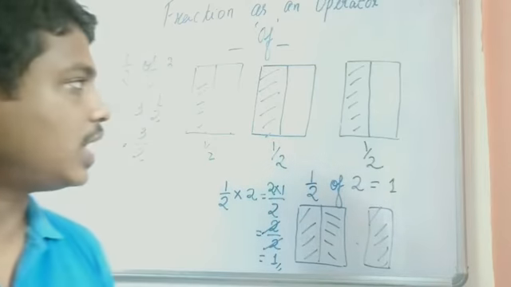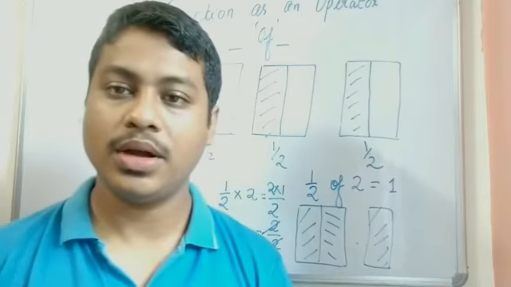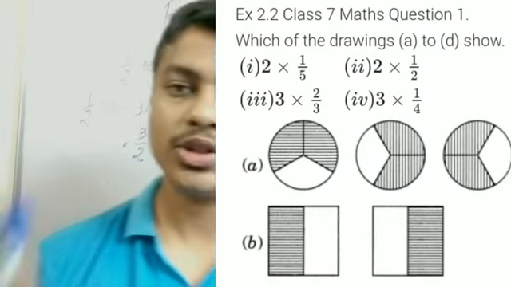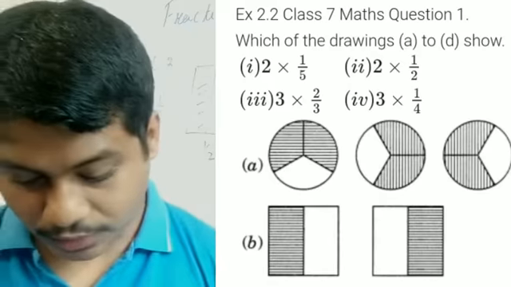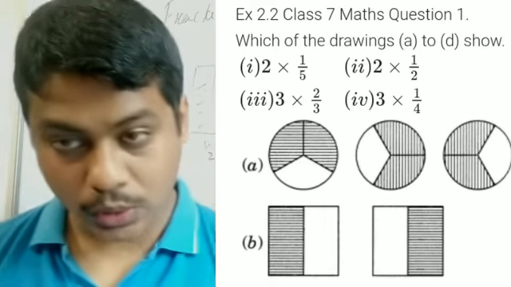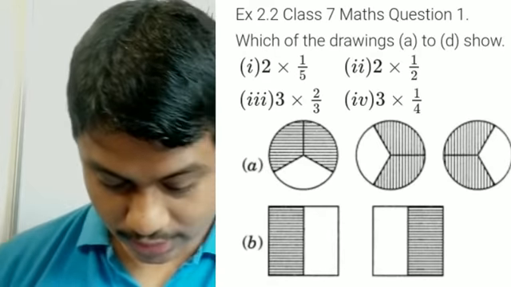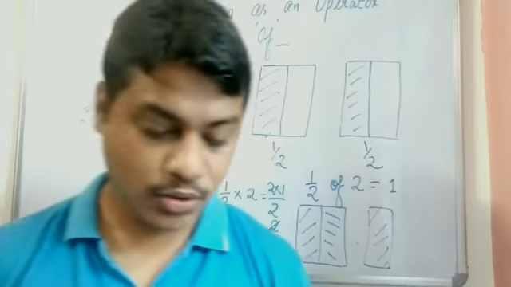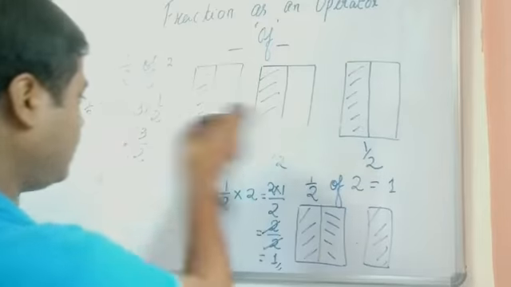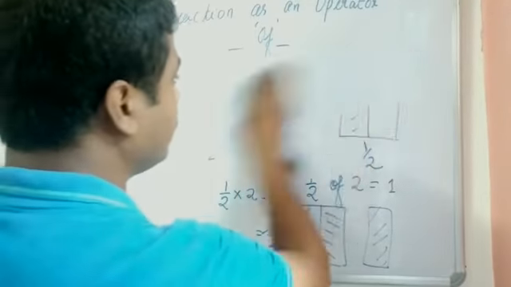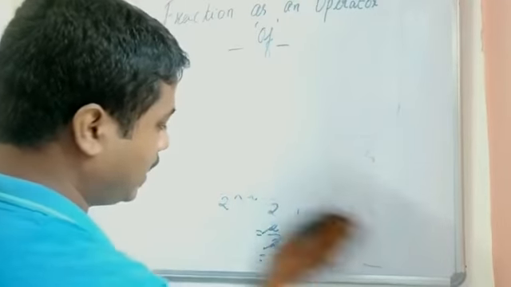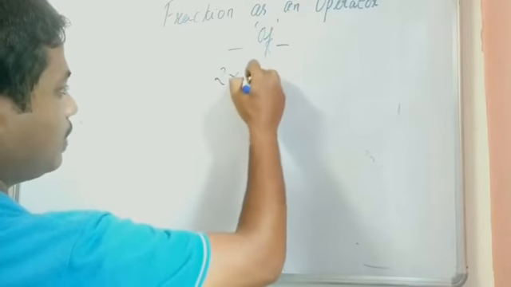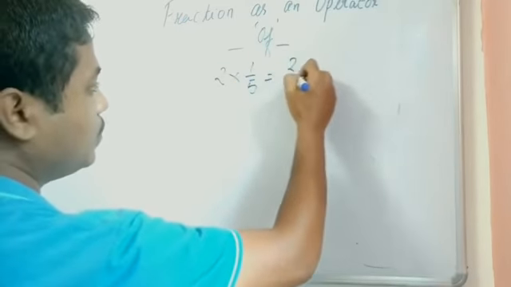Now we are going to start exercise 2.2. You can see the question on the screen. Question number 1: which of the following drawings A to D show 2 into 1 by 5? What does 2 into 1 by 5 mean? 2 into 1 by 5 will be equal to 2 by 5.